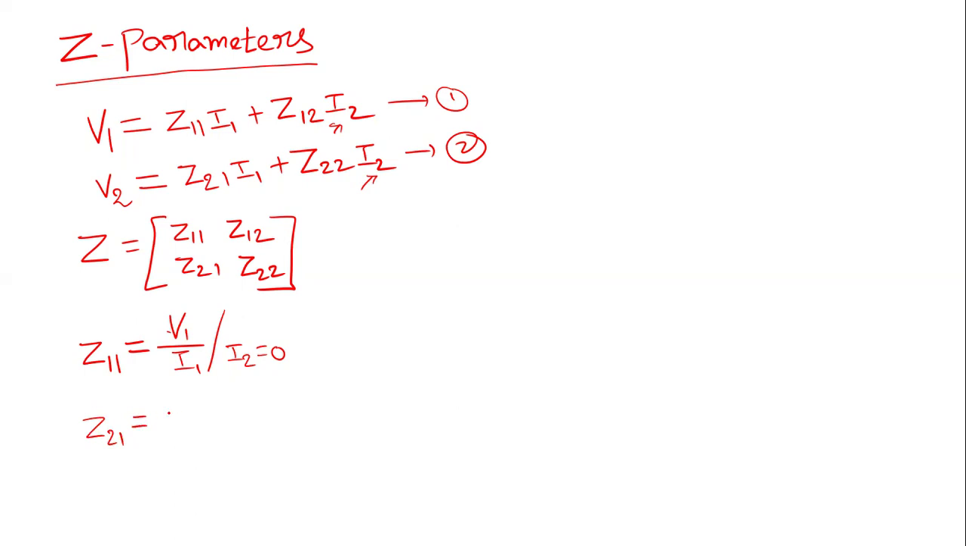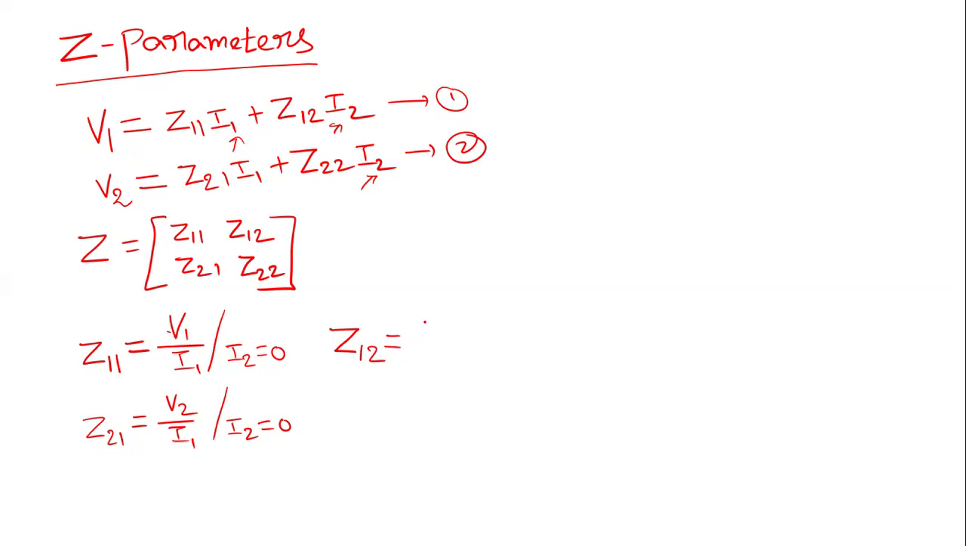Z21 is V2 by I1, with I2 0. These are the two parameters out of the 4 Z parameters. Similarly, we can get Z12 when I1 is 0.